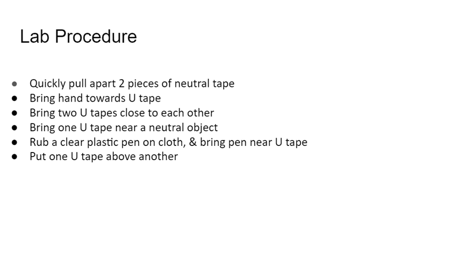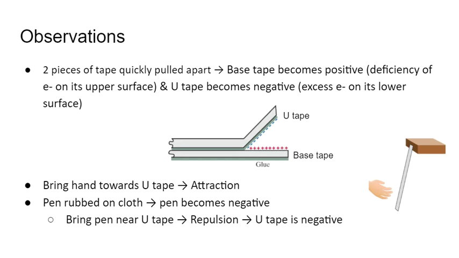The lab procedure included quickly pulling apart two pieces of neutral tape, bringing a hand towards a piece of U-tape, bringing two U-tapes close to each other, bringing one U-tape near a neutral object, rubbing a clear plastic pen on a cloth, and bringing the pen near U-tape, and putting one U-tape above another.